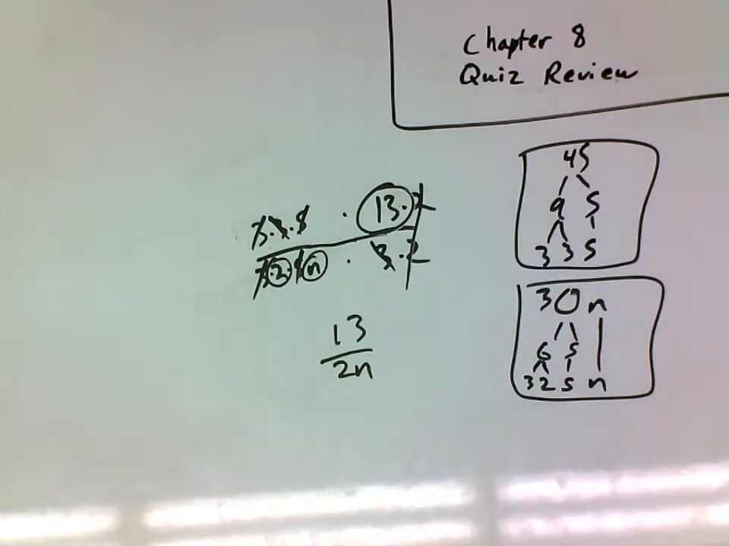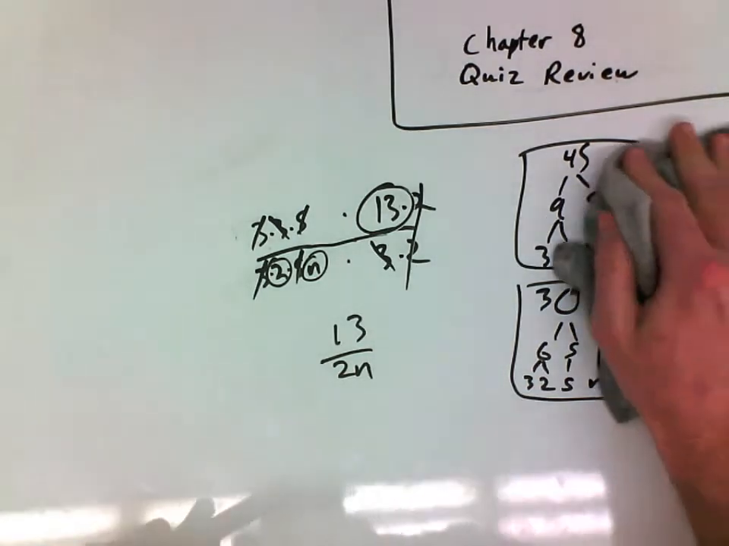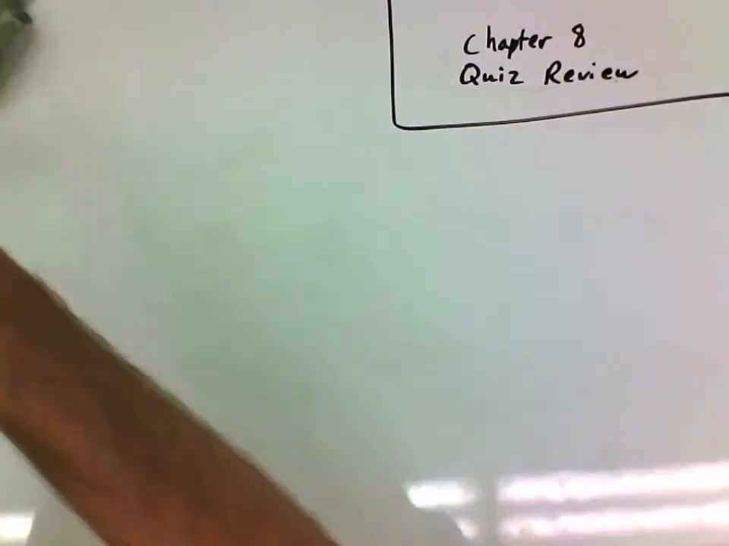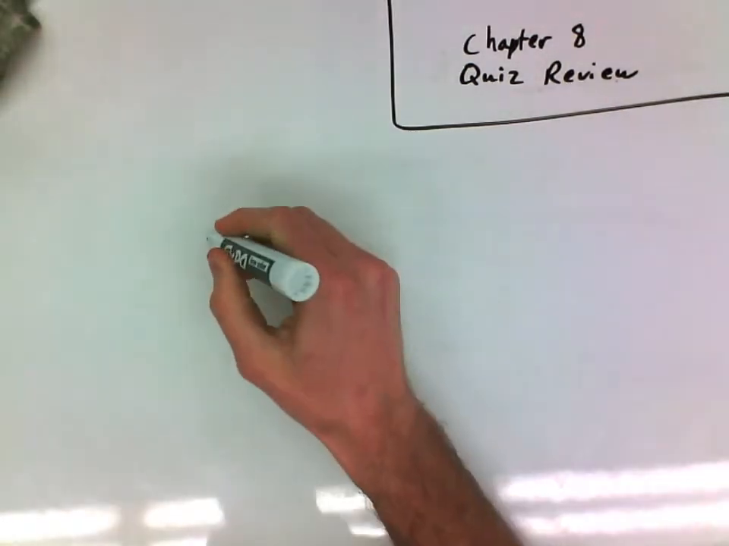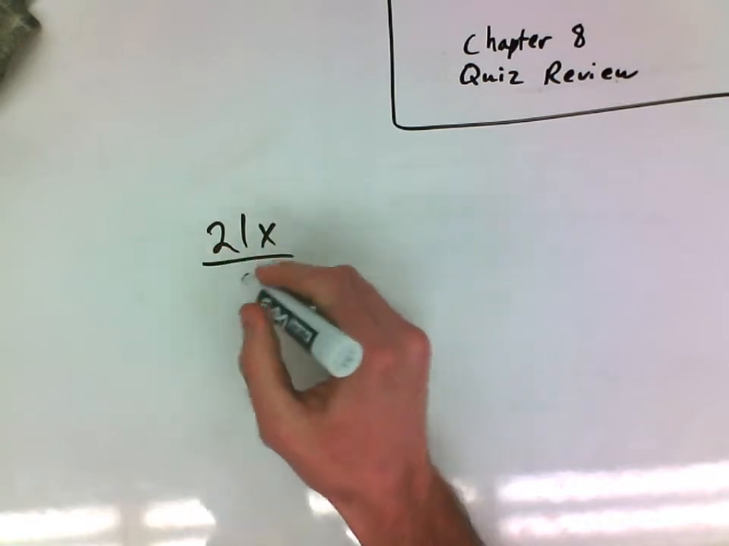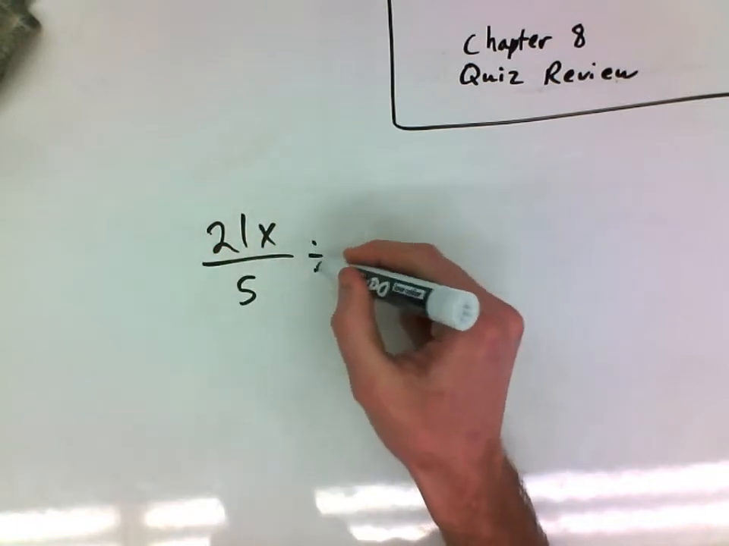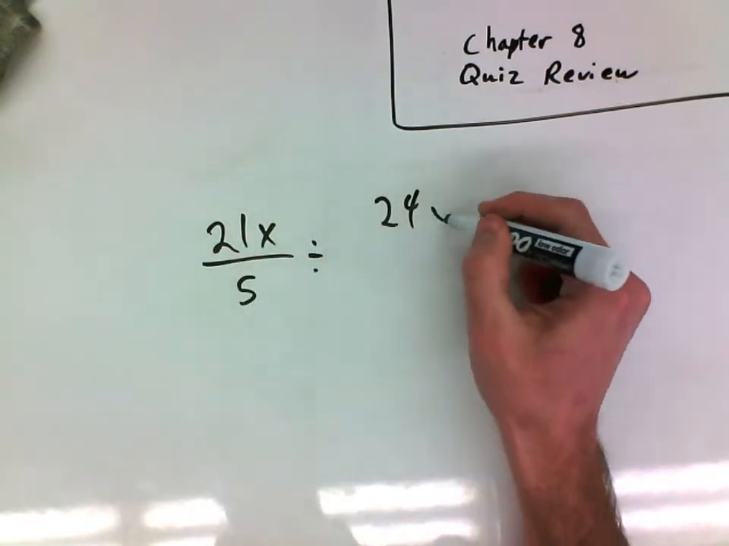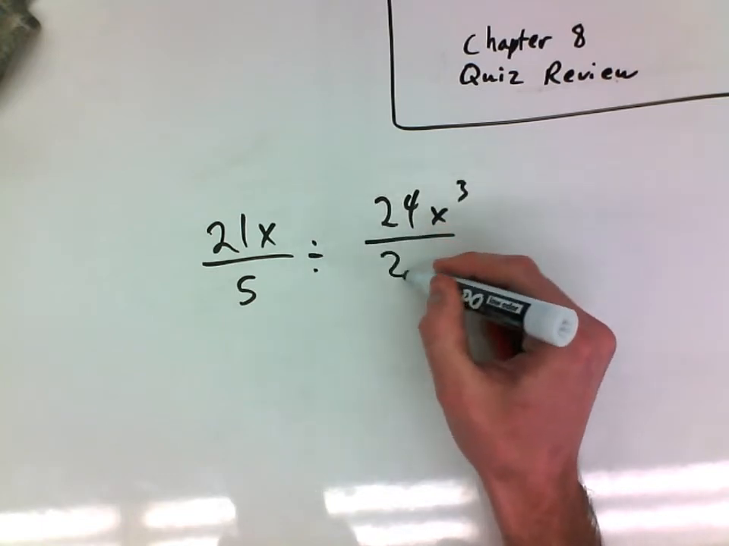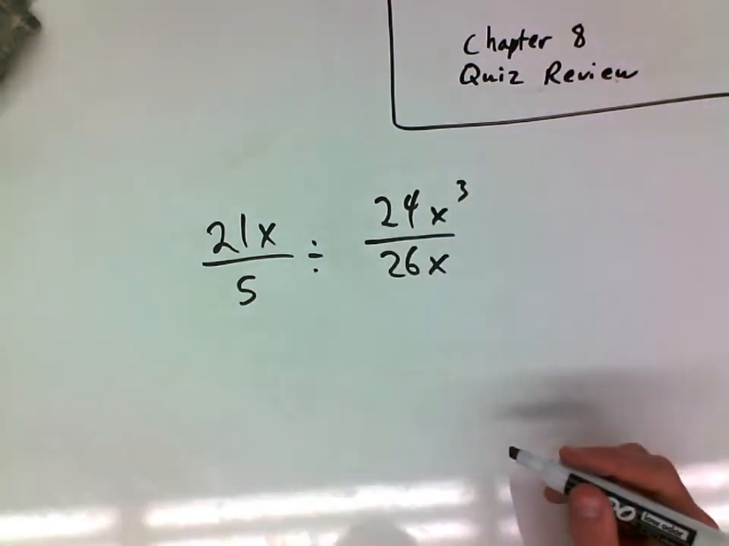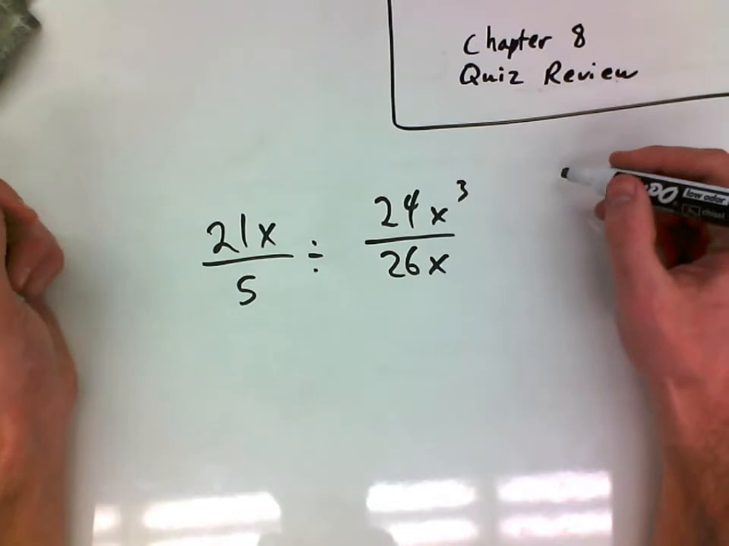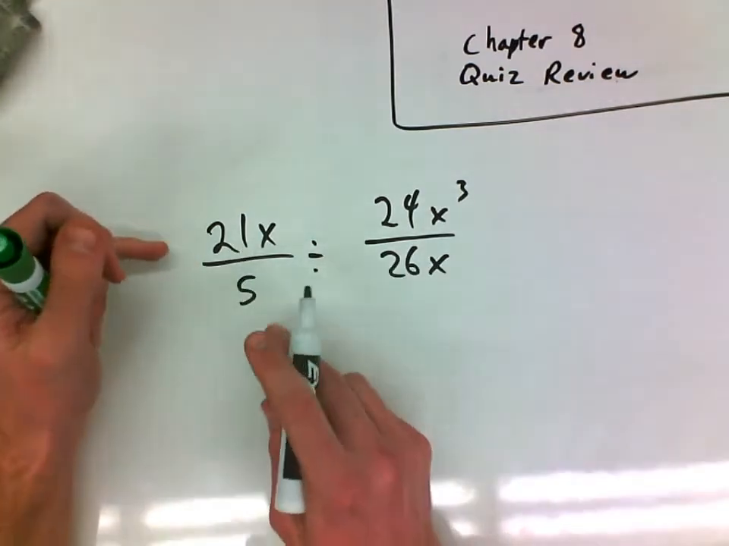So that's it across multiplication, but we can also do it across division. So we could have something like this, 21x over 5, now divided by 24x to the third over 26x. Okay, so a lot of the same ideas still apply. I'm going to break up all these pieces, right?